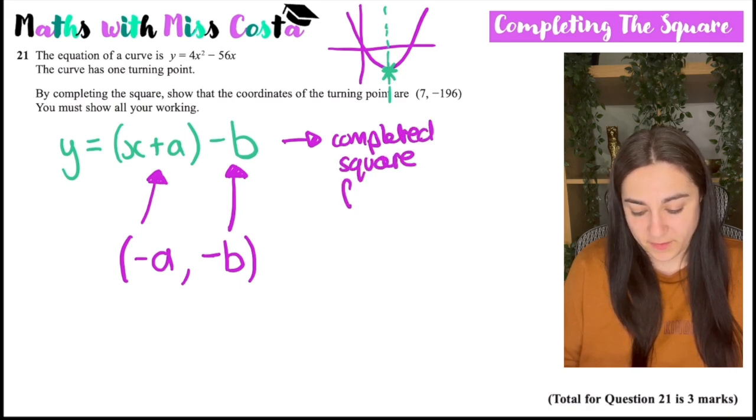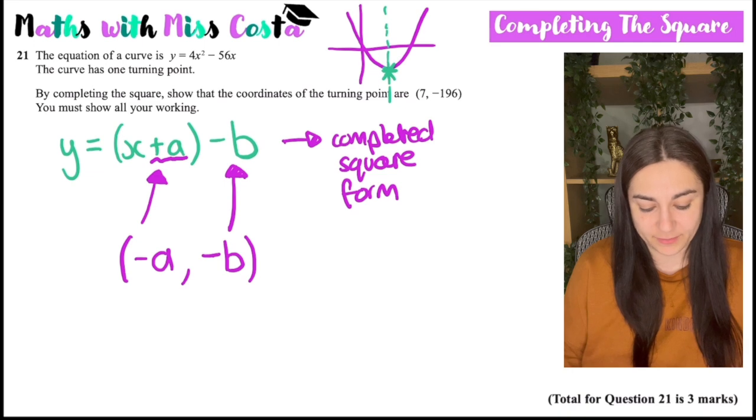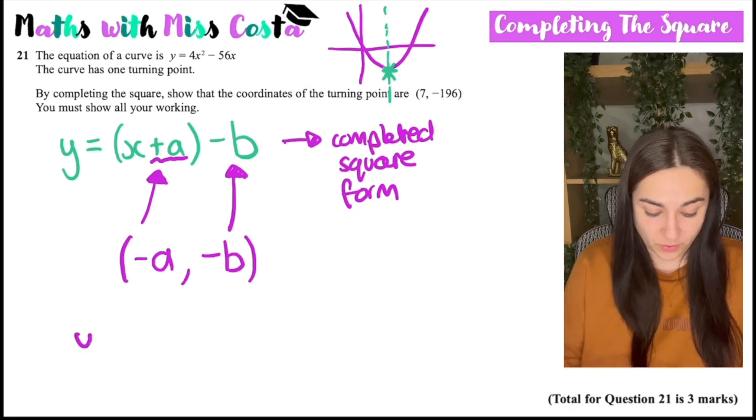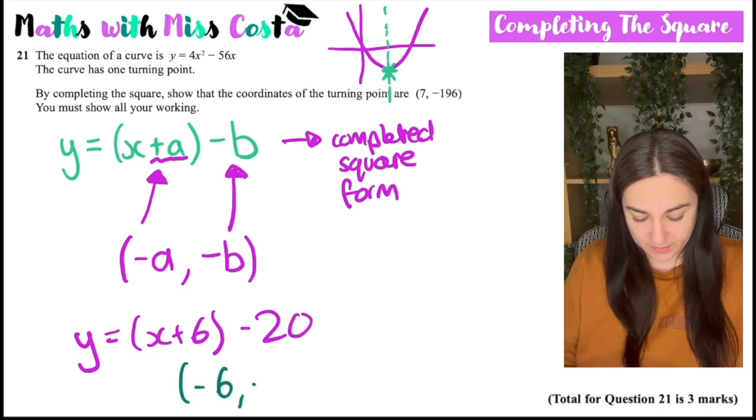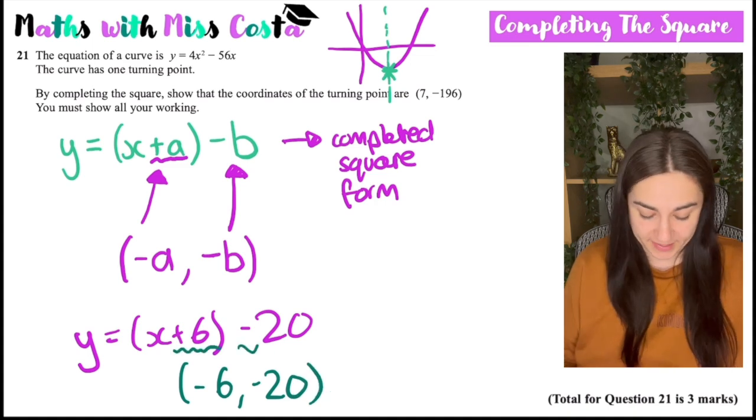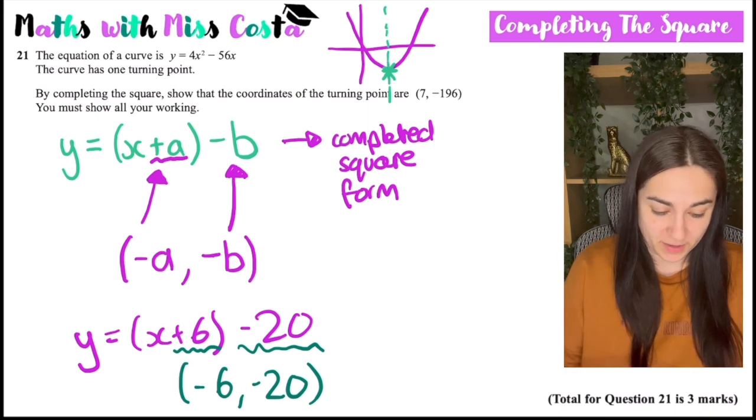And in order to find the turning point, all I'm doing is writing my x coordinate as the inverse of whatever this value is. So if we had, for example, x plus 6 minus 20, the turning point would be minus 6, minus 20. So the x coordinate is always the inverse of the value here, and the y coordinate remains the same. So that's something to bear in mind for later.